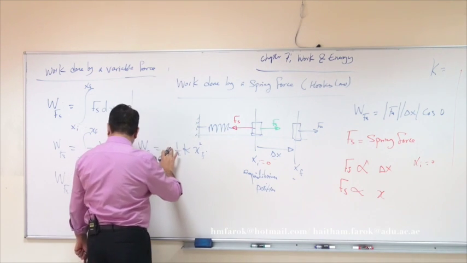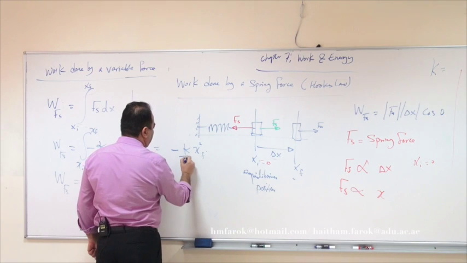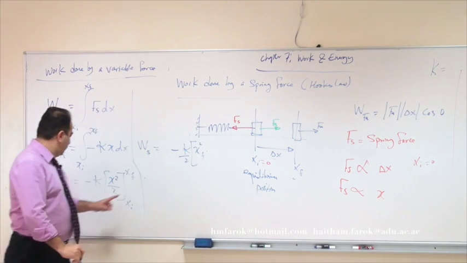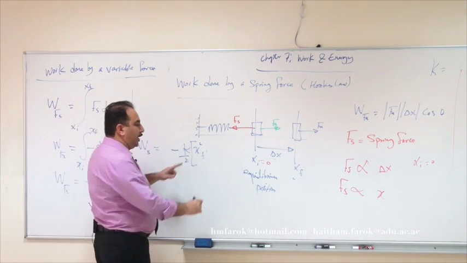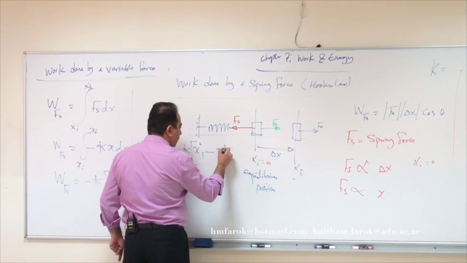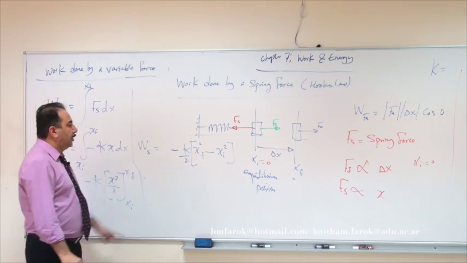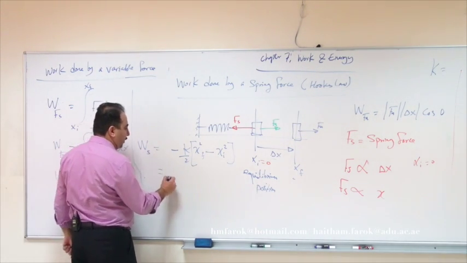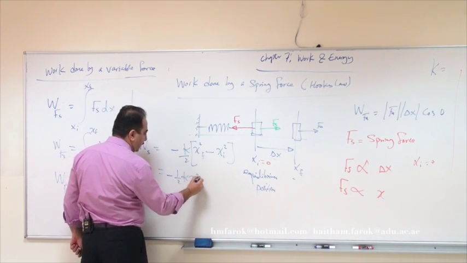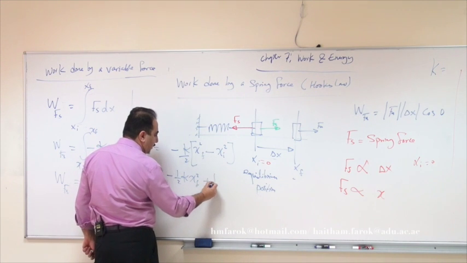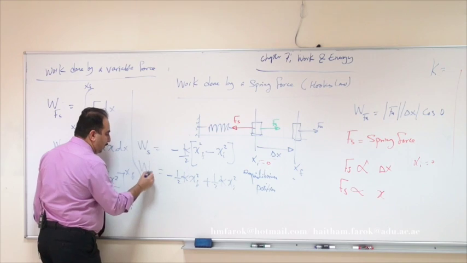Or maybe I confuse you with this one. Let me do it in stages for you. Minus kappa and 2, I put it outside. So upper minus lower, yeah? Upper minus lower. Now open the bracket. You'll have minus half kappa x final square minus minus plus half kappa x square initial. Work of the spring.